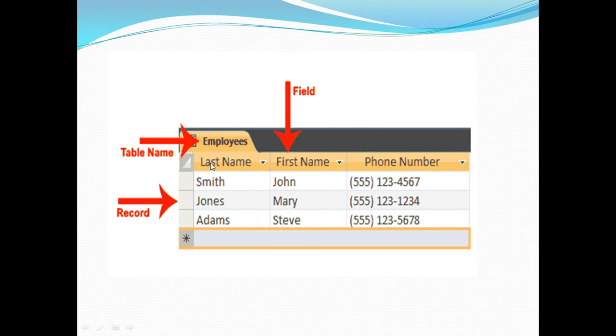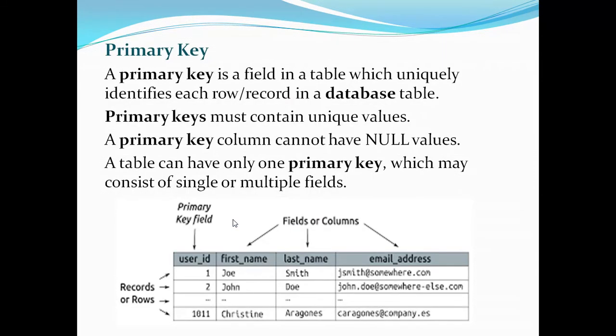This is one field and this is the field name. Last name is the field name. This is the field name, first name, and this is also a field name, phone number. So we will not include this as a record. We have three records from here, 1, 2, and 3. So this is a table named employees, and it consists of three rows or three records and three fields.